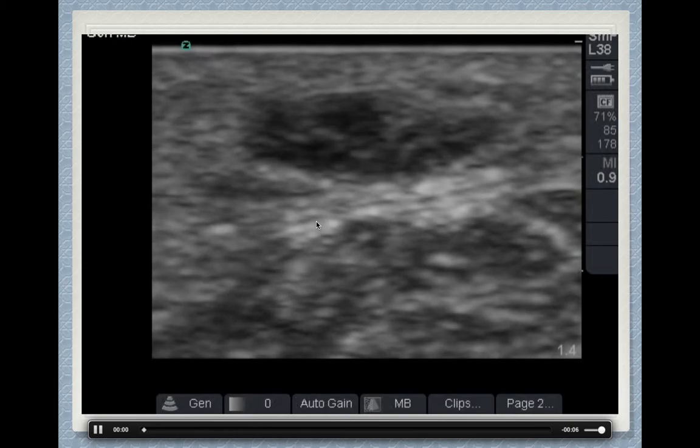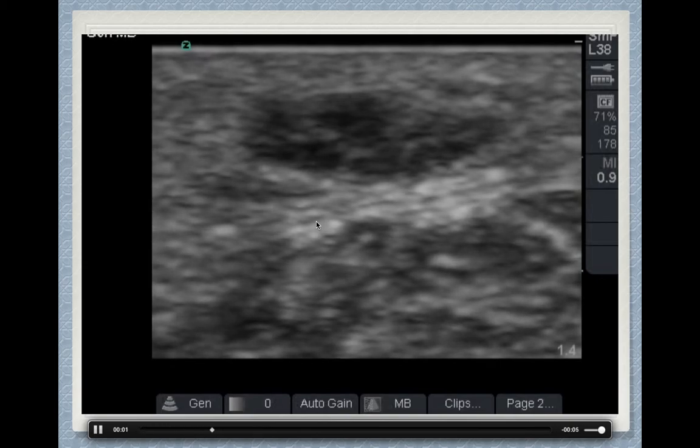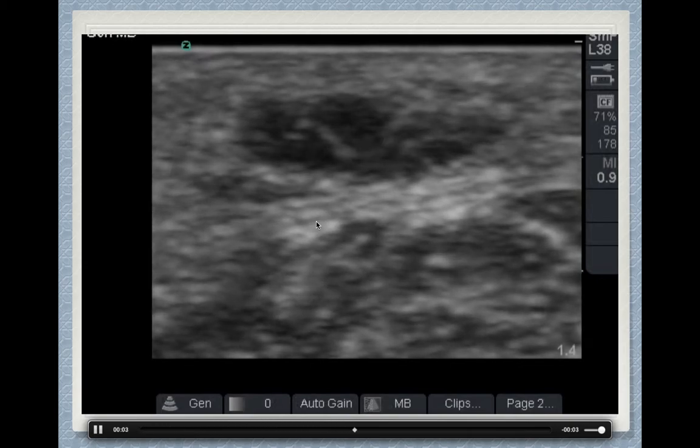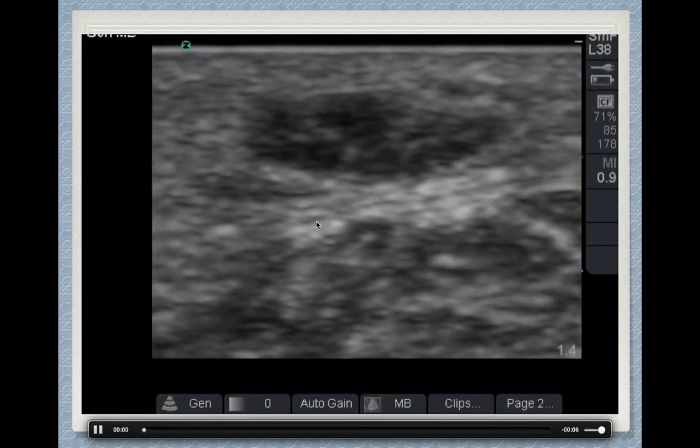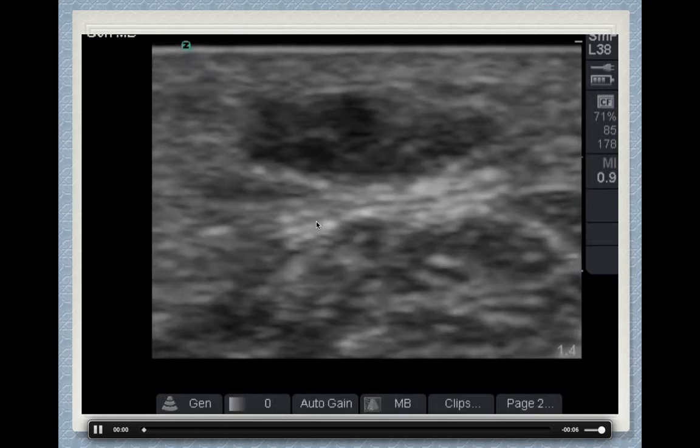Here's another example of a complex abscess. MRSA abscesses tend to be more jagged, less circular and smooth than simple abscesses in the ED.